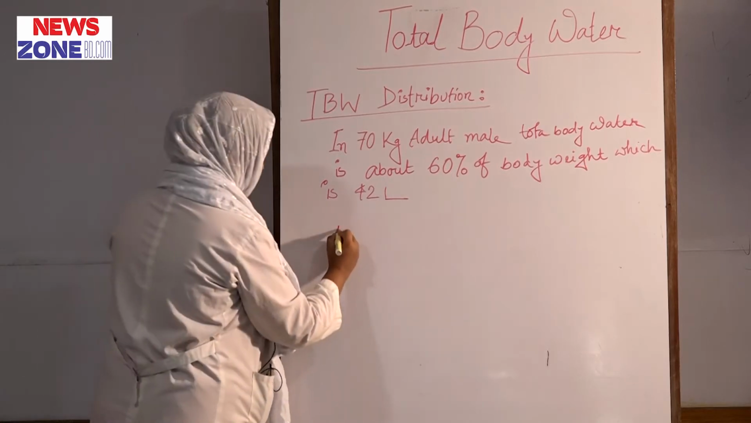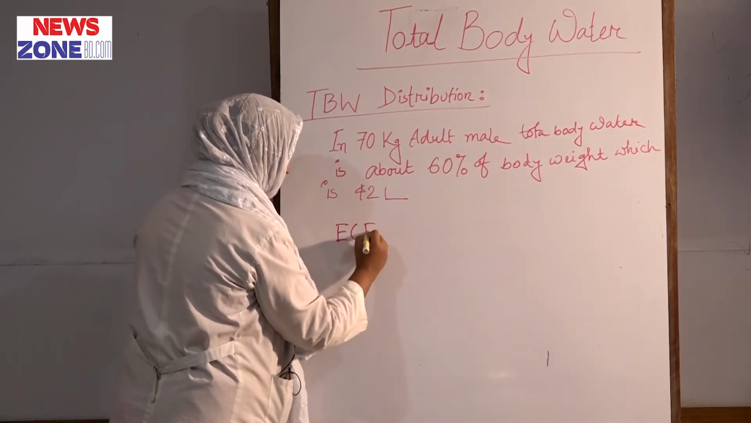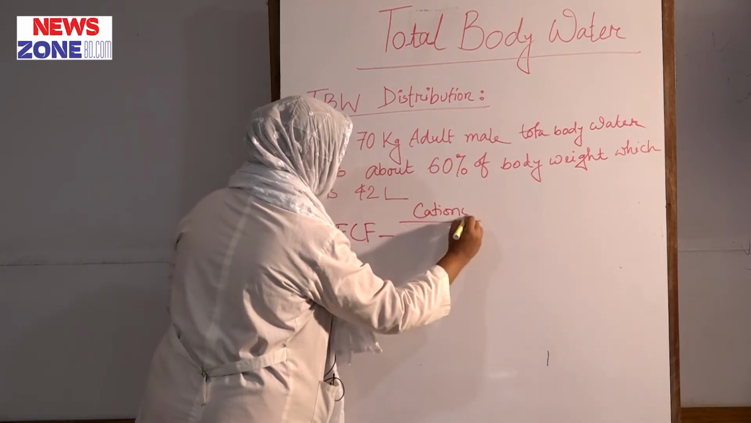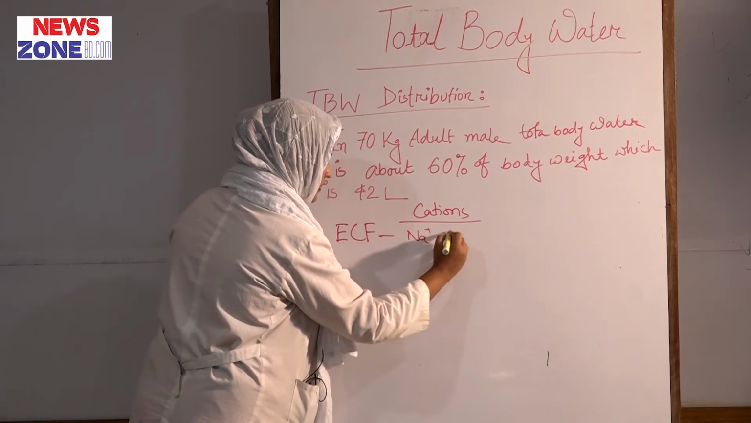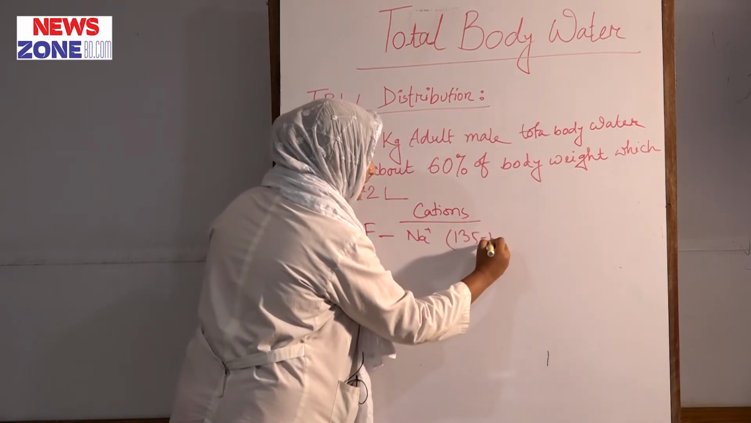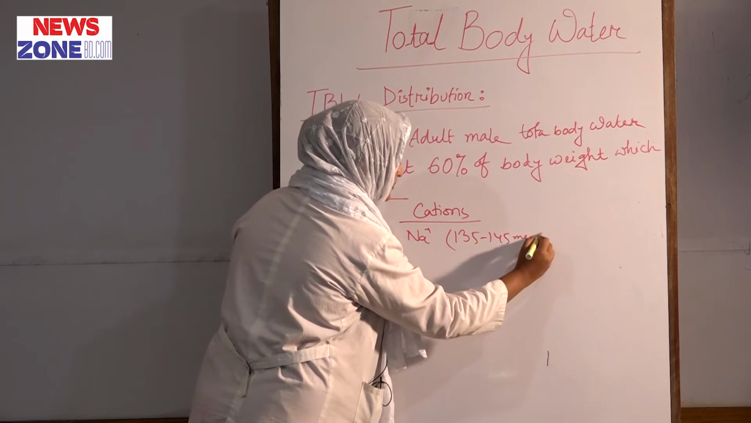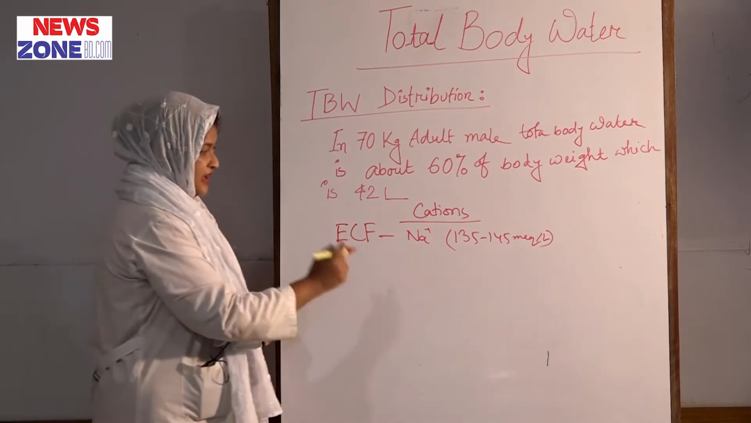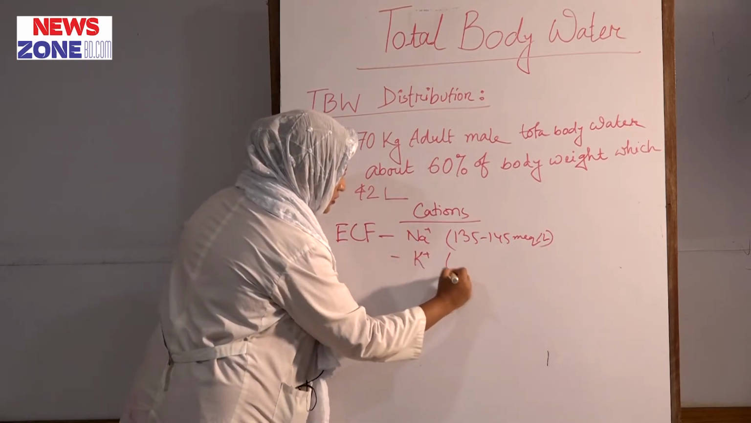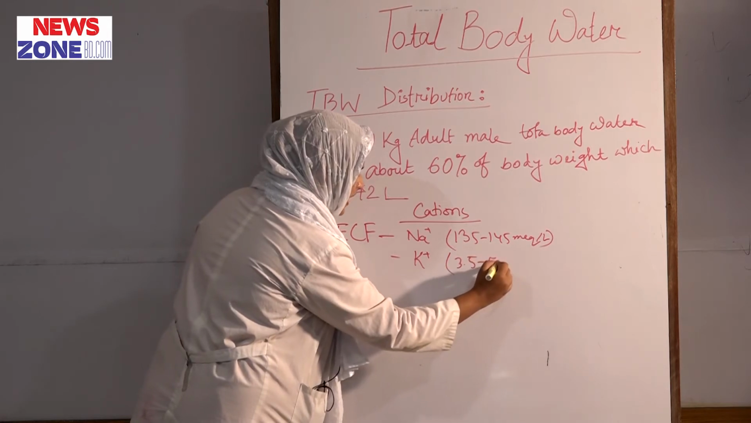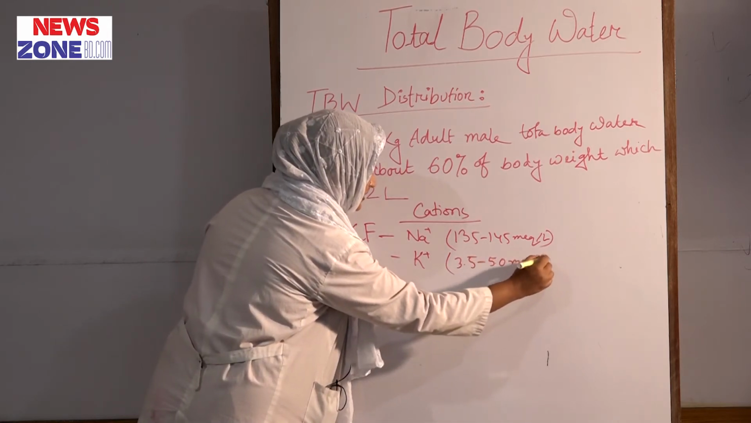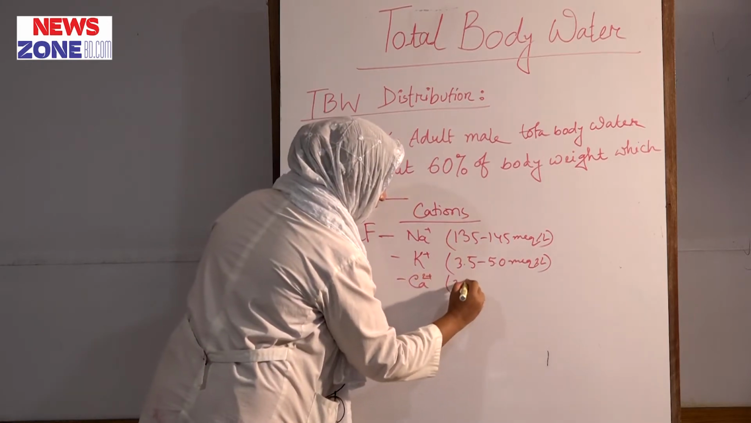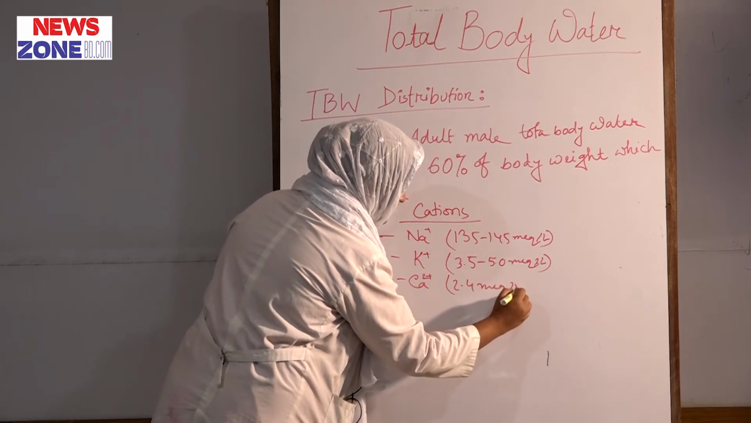In the extracellular fluid compartment, the main cations are sodium, with a level of 135 to 145 milliequivalent per liter. In the biochemistry department, every value will be within a range. Potassium ion is 3.5 to 5 milliequivalent per liter. Calcium ion is 2.4 milliequivalent per liter.